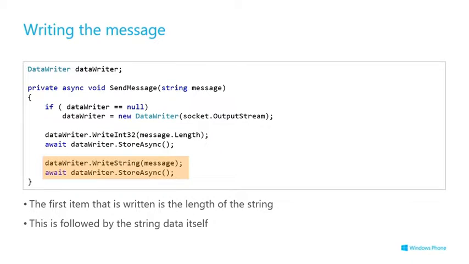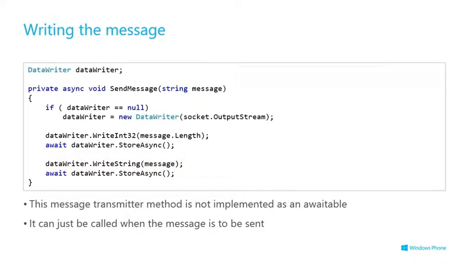Do the same with the write string, so we actually write the message to the pipe and store that onto the data writer. So that's how we write on the writing side. This one is not implemented as an awaitable. The receive one was. So we just call it whenever we've got anything to send, whereas the other one won't block. If it's an awaitable, it will wait until it's got something to read, and then it will call you back.